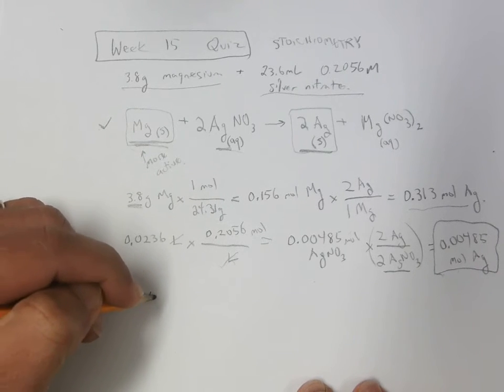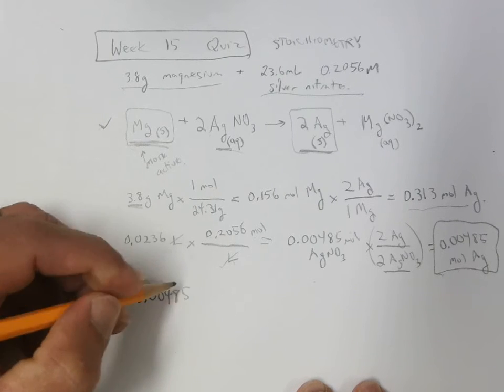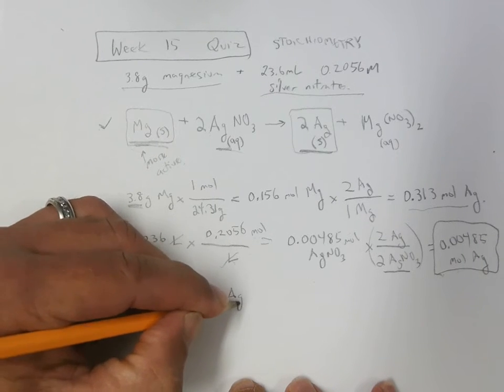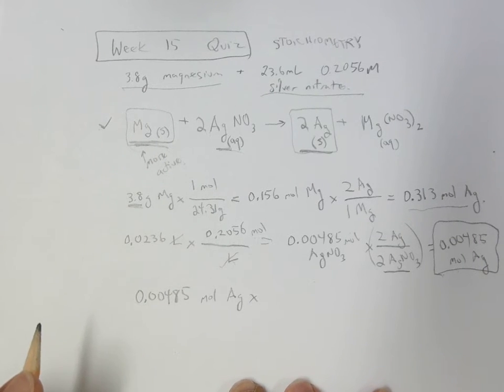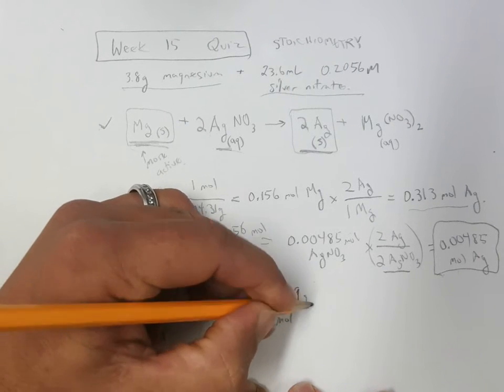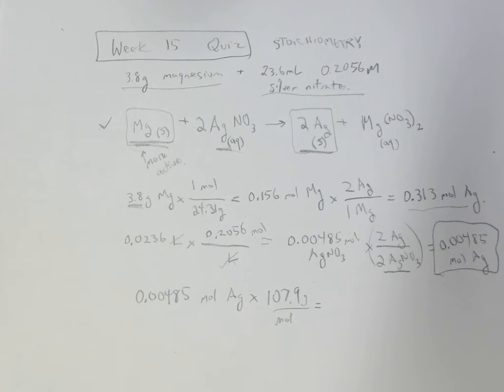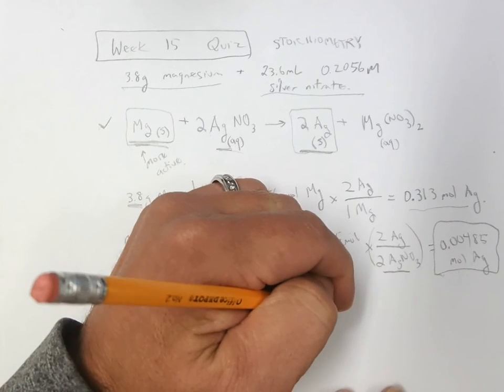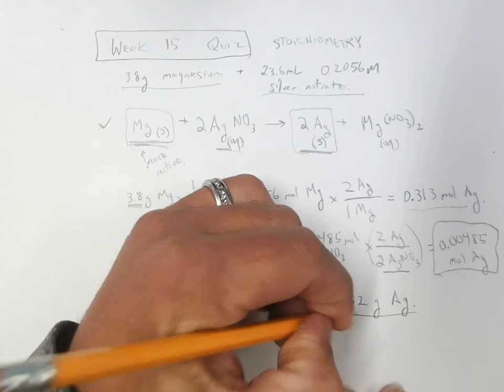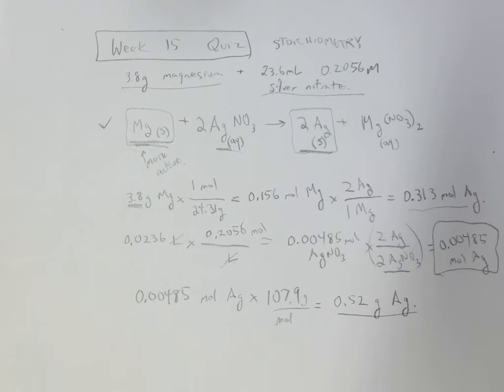If we want to know the mass of the solid that will form, 0.00485 moles of silver times, I believe it's 107.9 grams per mole. Again, looking over at my periodic table that's handy, I get that's correct. So this many moles times 107.9 grams per mole gives us 0.52 grams of silver would be formed. And that's some solid that we would expect to be present at the end of the reaction.